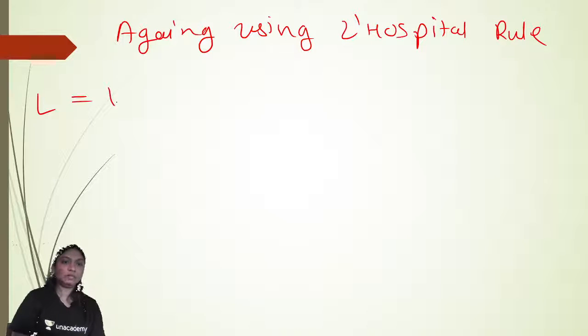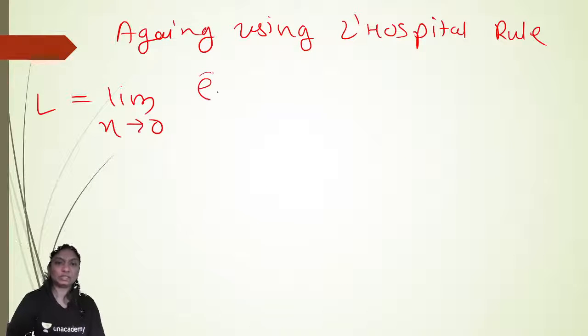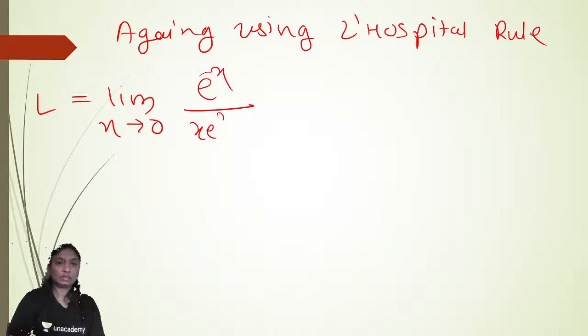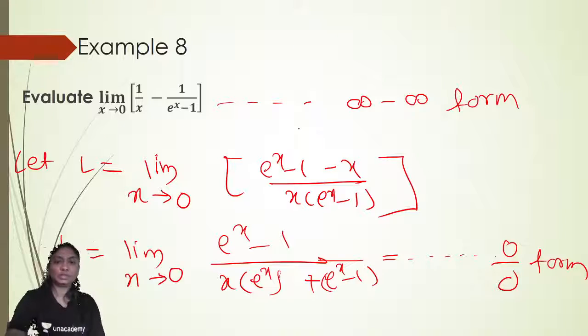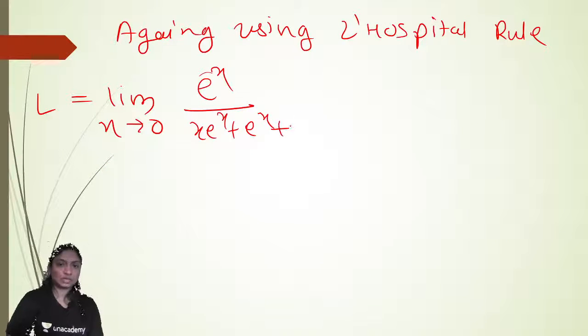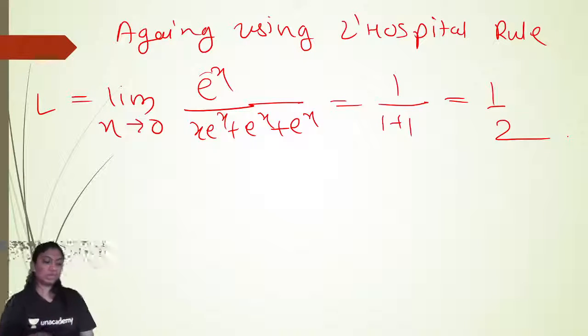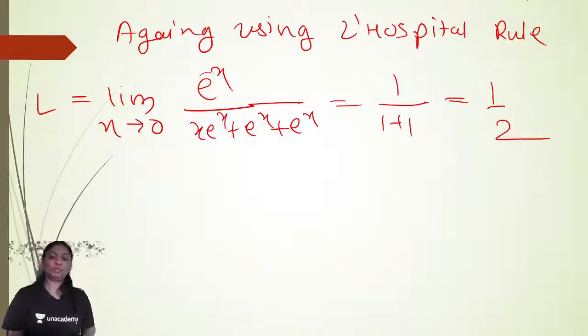so take the derivative, limit as x tends to 0. Here derivative of numerator, that is e raised to x, upon derivative of the denominator, first into derivative of second, second into derivative of first, plus e raised to x. Okay, now put x tends to 0. So e raised to 0 is 1 upon, here is 0, so this will become 0, e raised to 0 is 1, e raised to 0 is 1. So 1 plus 1, so here is 1 by 2. This is the final answer for the given infinity minus infinity form. It is a special form.